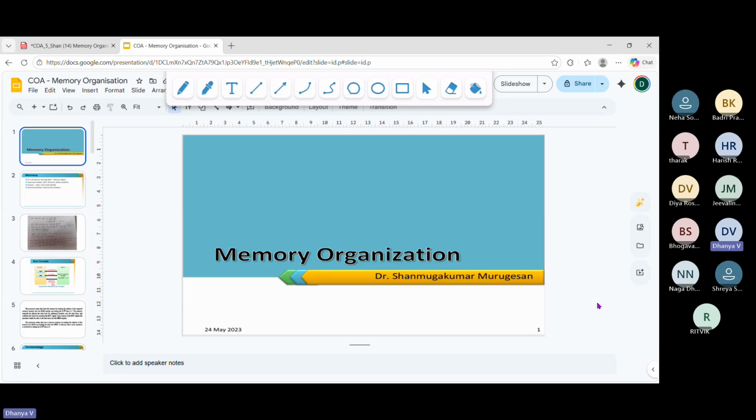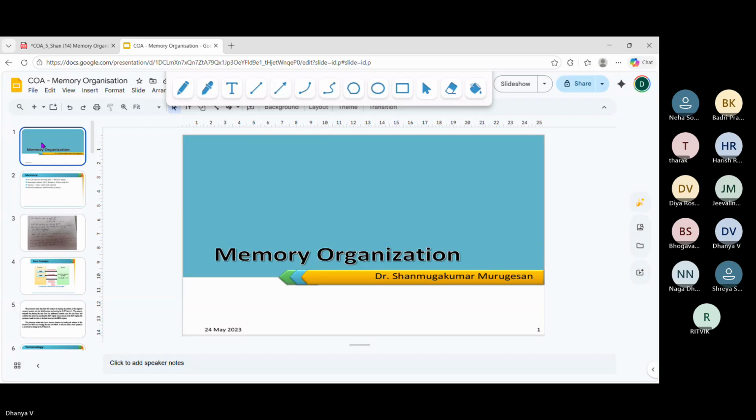Okay, so hi, I'm Dhanya. I'll now be covering the basics of memory organization, what you should know, and the prerequisites to start learning something called cache mapping, which Diya will be covering.